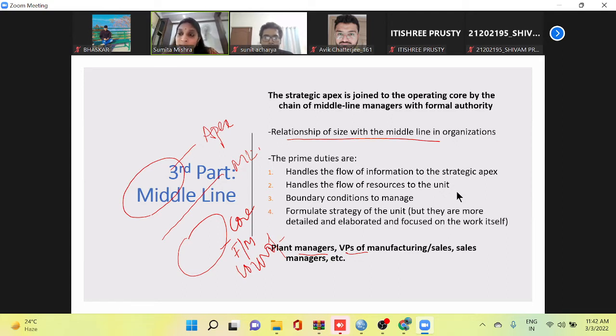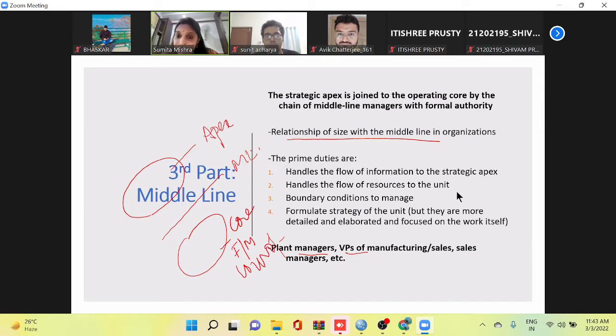Boundary conditions to manage. One of the biggest boundary conditions is created by placements, because that is one of the most important jobs. Let us say a company is coming to the campus and is leaving without taking a single student. That is a boundary condition. So who will respond to that?